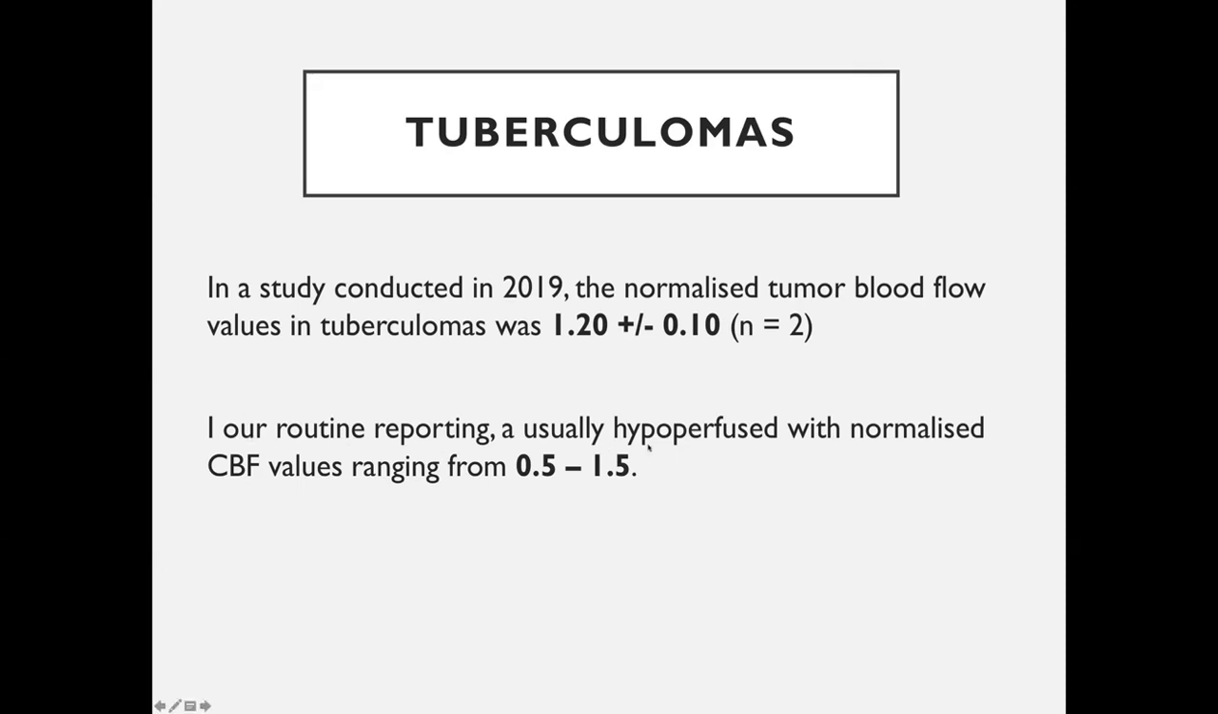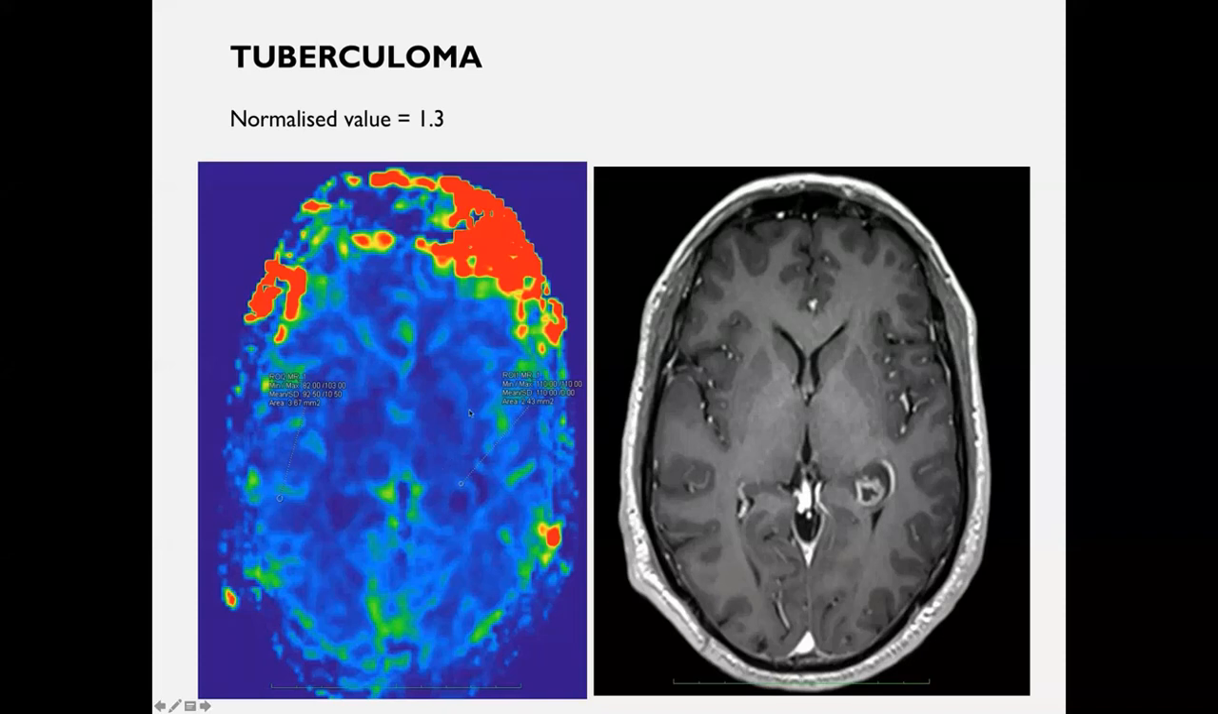So in our routine reporting, tuberculomas are usually hypoperfused, that is 0.5 to 1.5. Usually they are lower than a normal typical value. This is a ring enhancing lesion, and this is the corresponding lesion, 110, 92, ratio 1.3. But the only exception I will mention in tuberculomas is this: when you are taking a tuberculoma without having started the treatment, you will get hypoperfused values like 1, 1.2, 0.8, 0.9. But the exception is if you start.